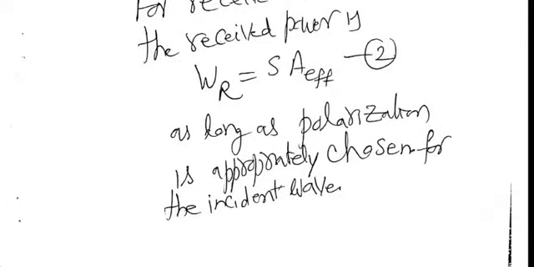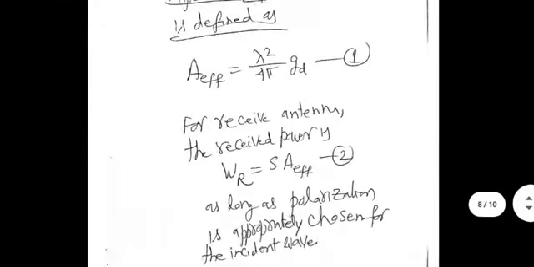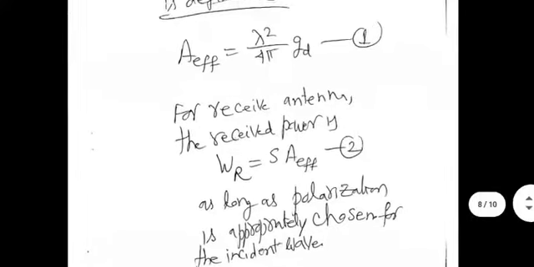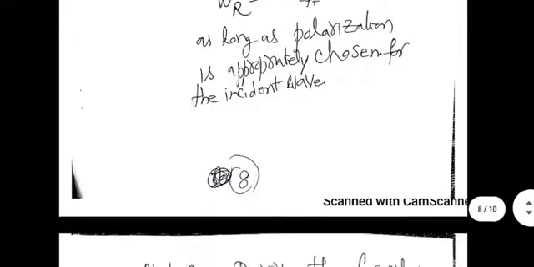This holds as long as polarization is appropriately chosen for the incident wave. What it means is the polarization of the transmit signal should be the same as the polarization of the receiving antenna. We'll come to all that a little later. For now, we'll assume that condition, so there is no loss in signal strength because of mismatch in polarization. That's the assumption in these equations.